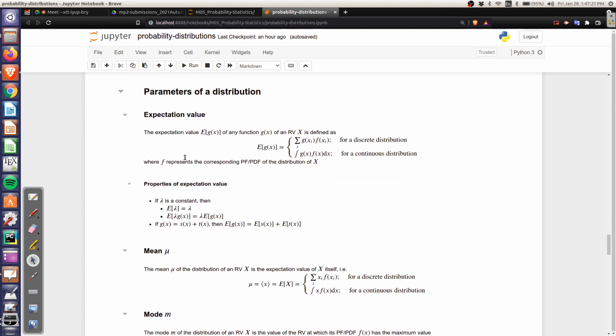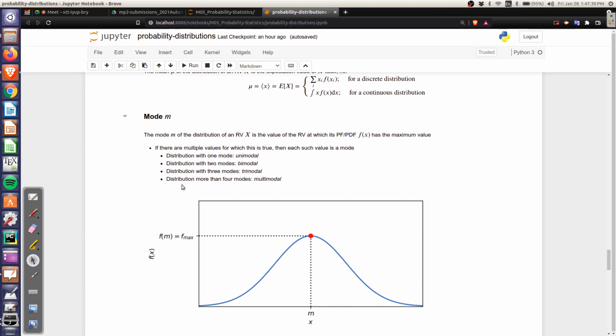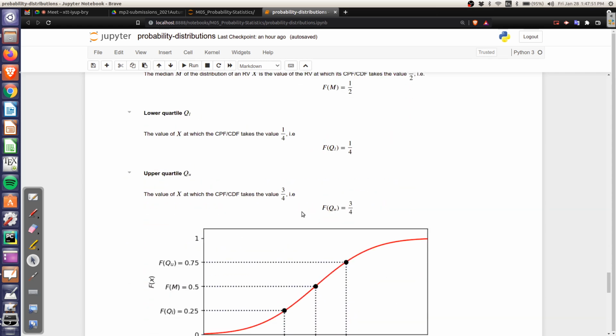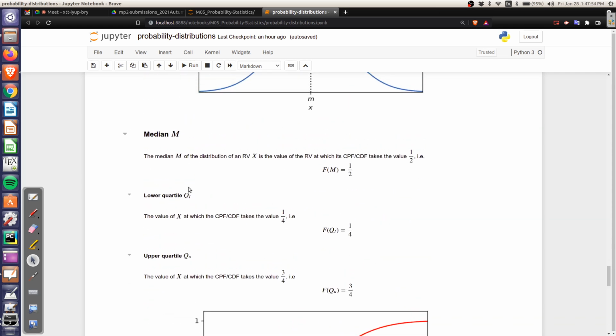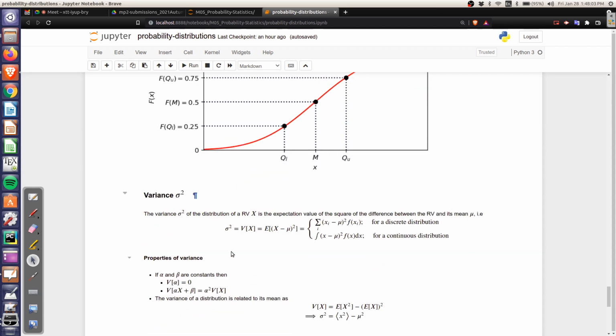Then there are many different parameters of a distribution which we are interested in. One is known as the expectation value, which is like the mean of any function. So if I find the expectation value of the random variable itself, that gives me the mean of the distribution. Then we talk about the mode. The mode is where the PDF takes the maximum value. Then we have the median. Median is where the CDF or the CPF takes the value half. Then related to the median, we have the lower quartile and the upper quartile. The lower quartile is where the CDF takes the value 0.25, and the upper quartile is where it takes the value 0.75.